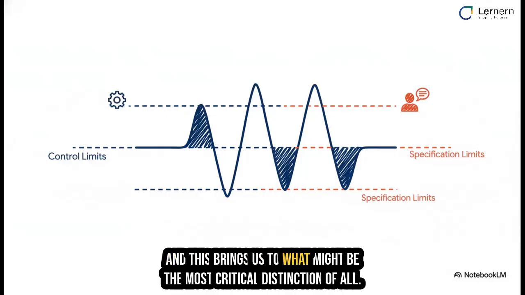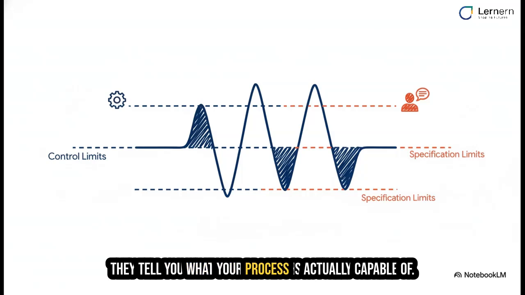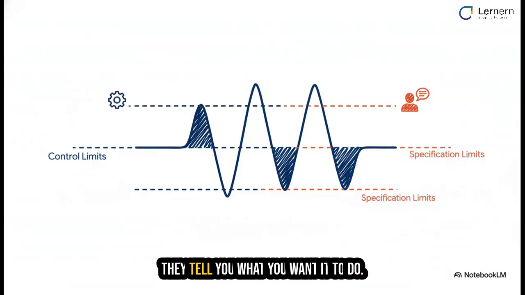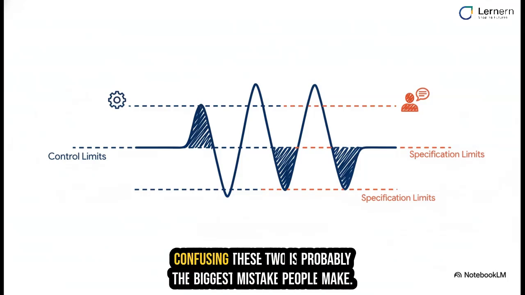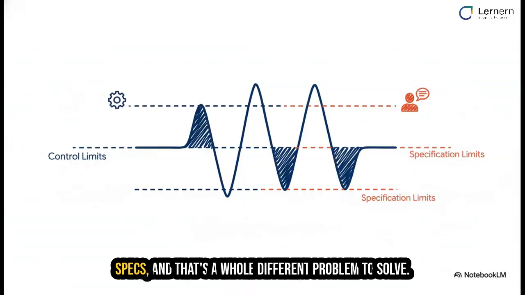And this brings us to what might be the most critical distinction of all. Control limits are the voice of the process. They tell you what your process is actually capable of. Specification limits, on the other hand, are the voice of the customer. They tell you what you want it to do. Confusing these two is probably the biggest mistake people make. Your process can be perfectly stable and in control, but still not be capable of meeting your customer's specs. And that's a whole different problem to solve.